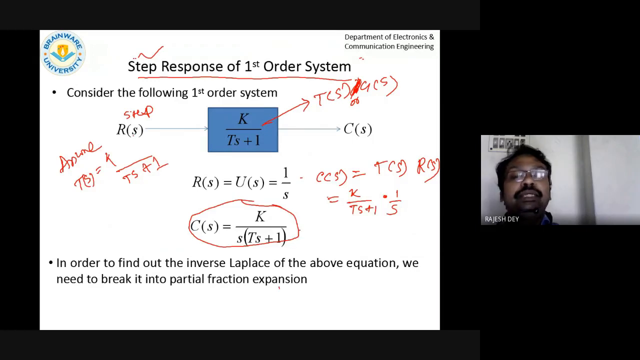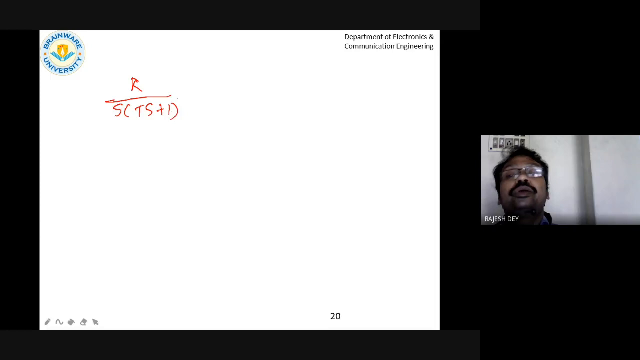K by s into Ts plus 1, that is actually C(s). That is equal to, broken into, A by s plus B by Ts plus 1.